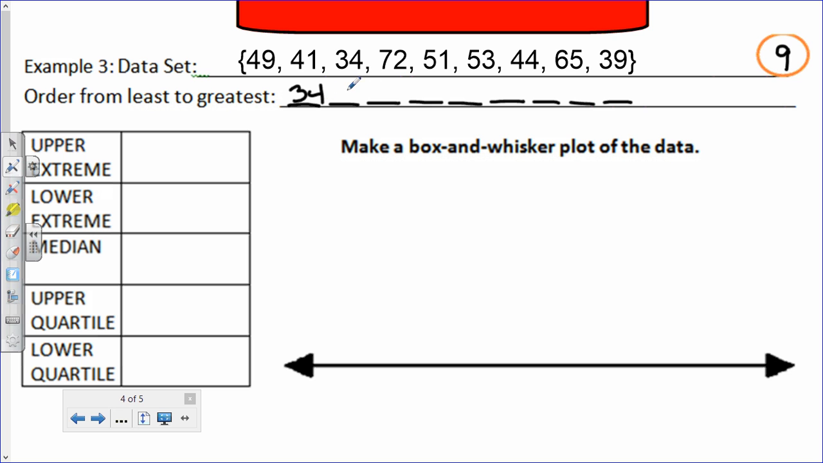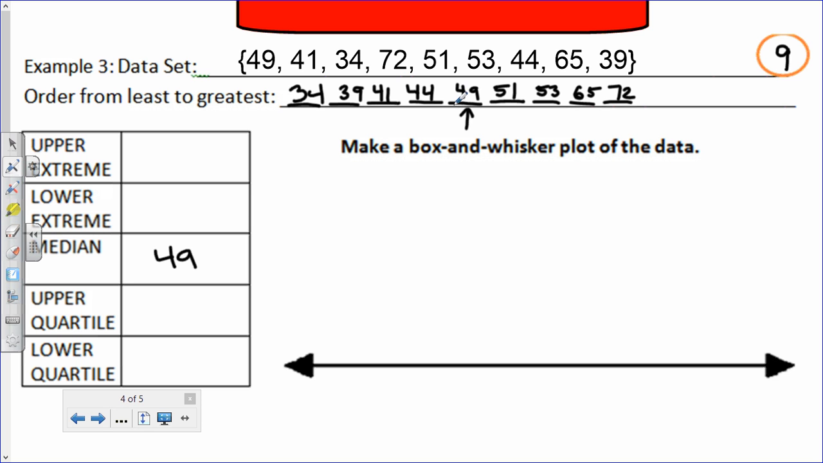34, 39, 41, 44, 49, 51, 53, 65, and 72. We have 9, so that means I'm going to have the 5th digit, 1, 2, 3, 4, 5, as our median value. We have 4 to the right, 4 to the left, so 49.